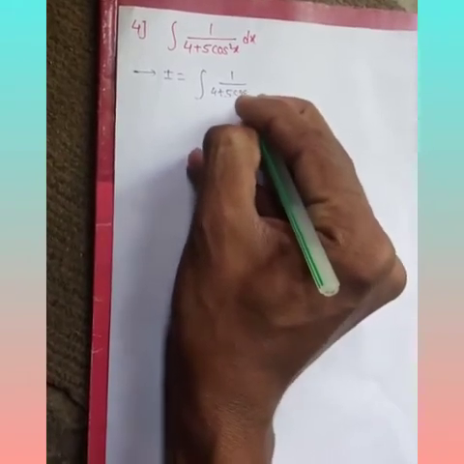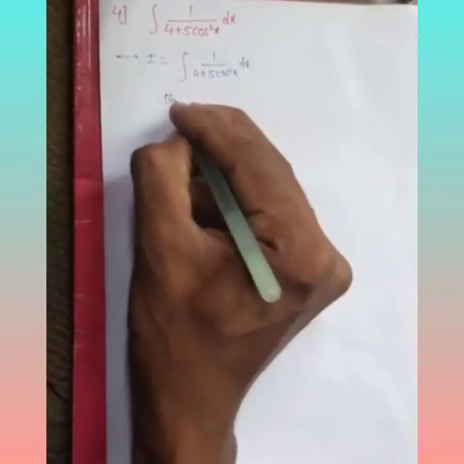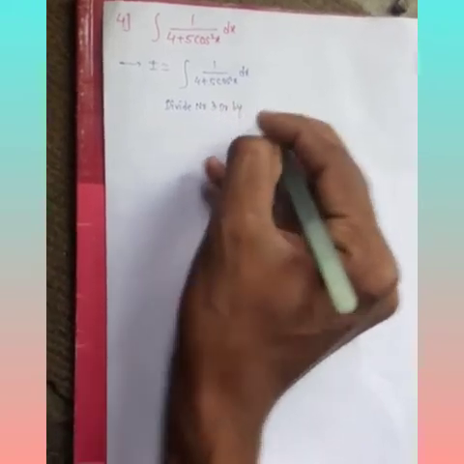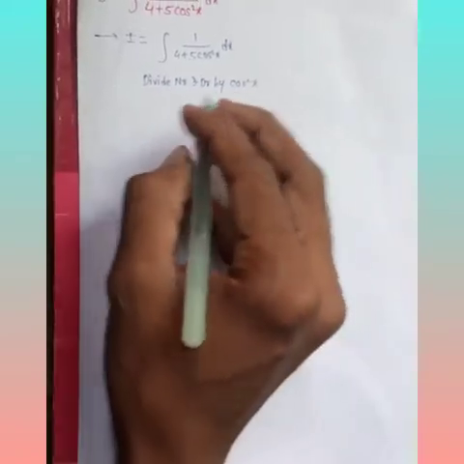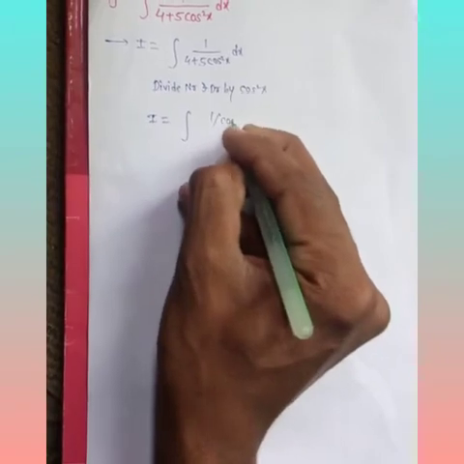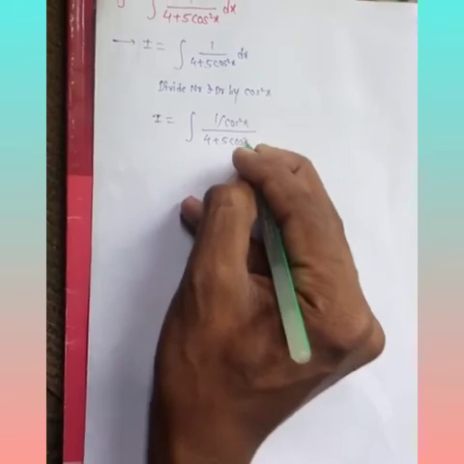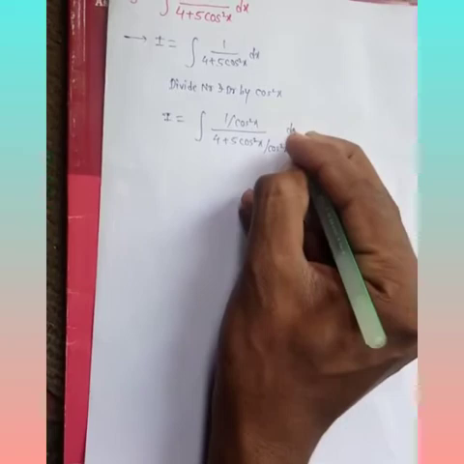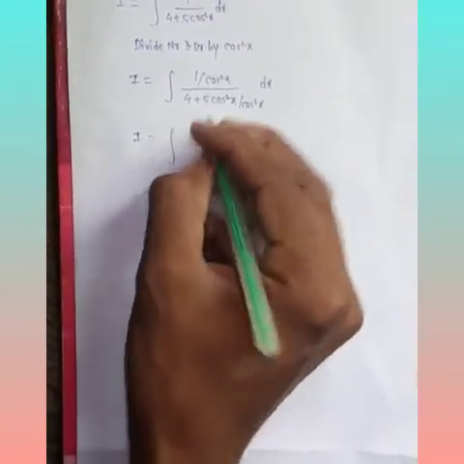Now here we have to divide numerator and denominator by cos square x. After dividing numerator and denominator, we will get I is equal to the integration of 1 upon cos square x upon 4 plus 5 cos square x upon cos square x into dx.